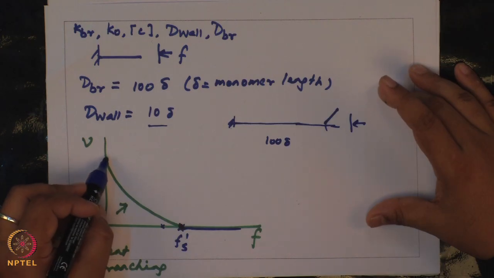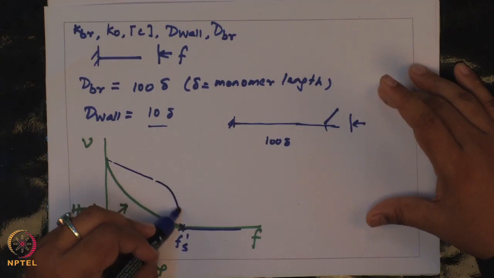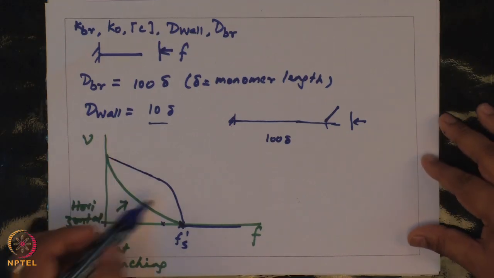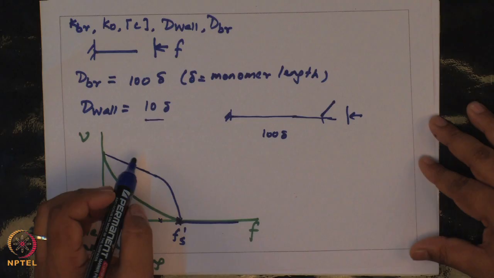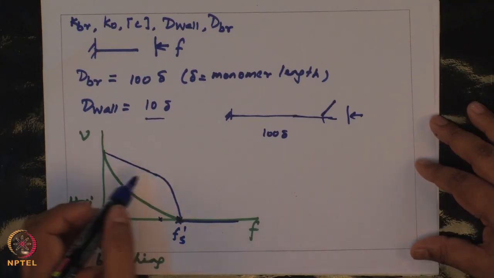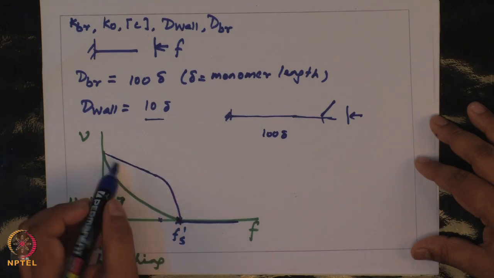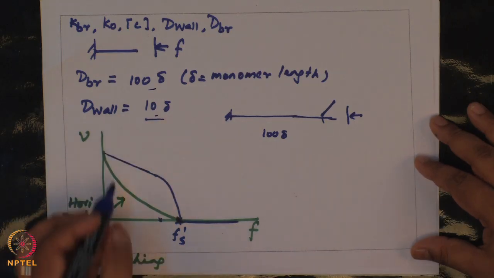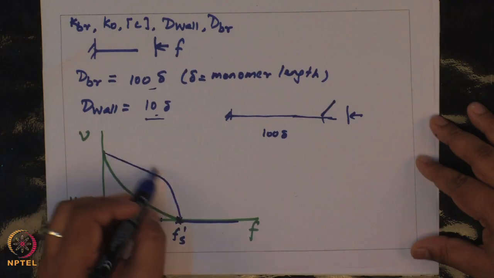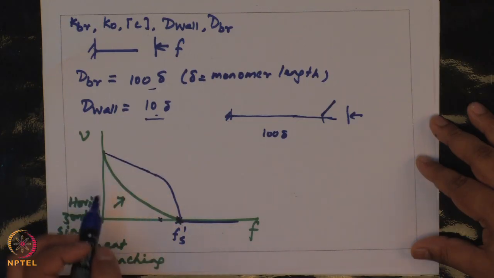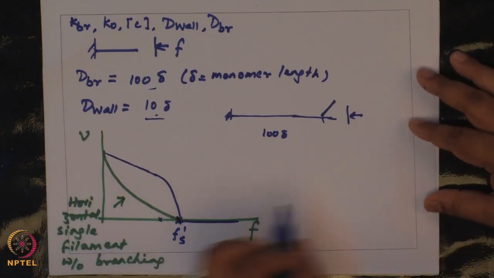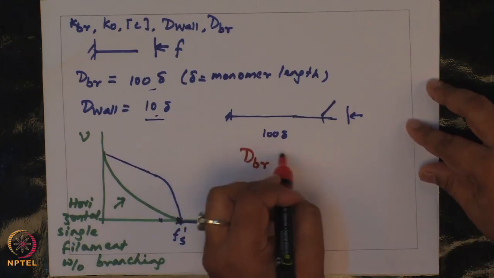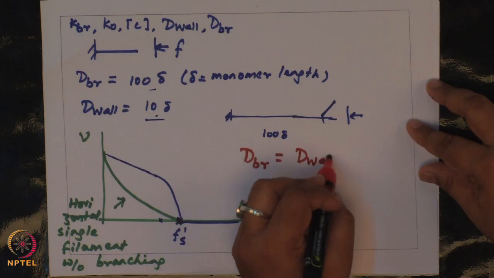Okay. So, you will realize that this will have a curve, something like this. So, you have a force curve starting from a single filament. If you have one branching event, you will begin to see, for d_Br equal to 100 delta and d_wall equal to 10 delta, divergence of the force velocity curve from this single filament case.